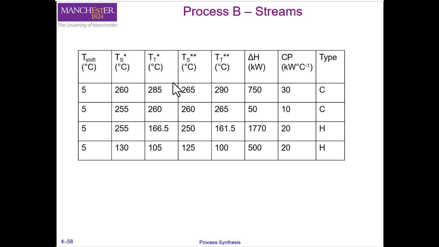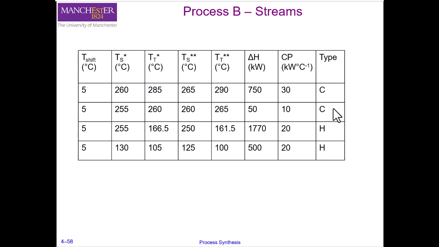And then we need to shift these supply and target temperatures upward by half a delta T min. So that would be this stream going from 260 to 265 degrees centigrade, and in terms of target temperature going from 285 to 290 degrees centigrade. Again, we can read the value of delta H from the grand composite curve and calculate the Cp of the stream. So here we have two cold streams, and then we have two hot streams.